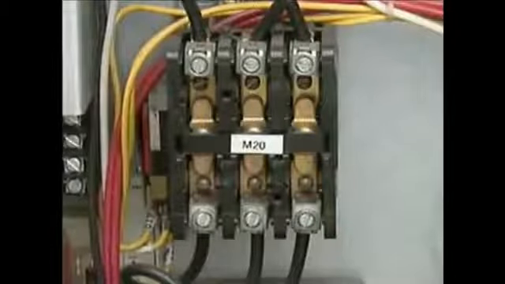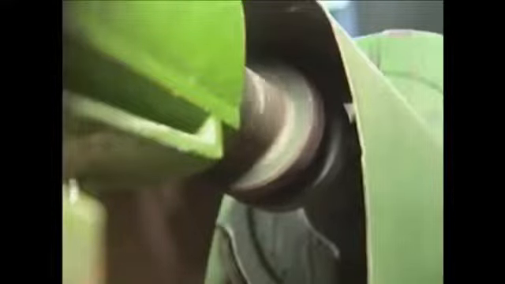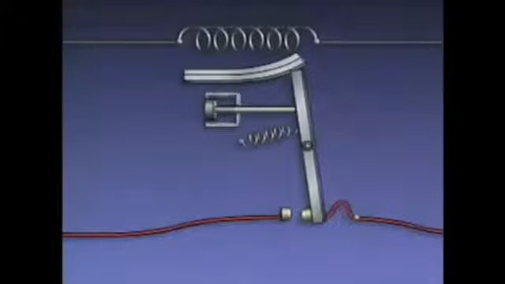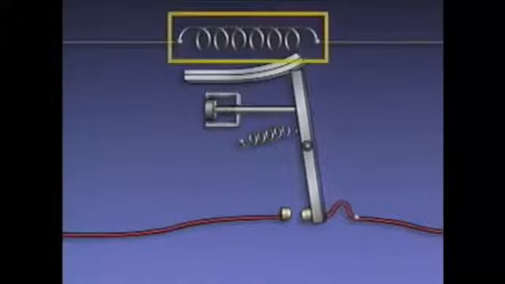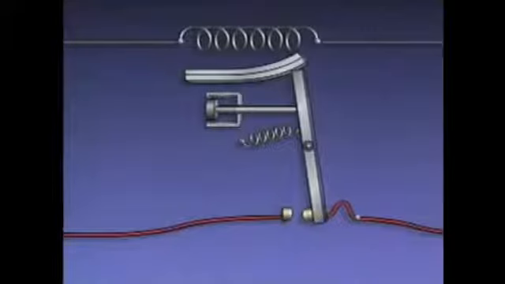As a result, contacts in the motor controller open, which interrupts current flow in the power circuit to the motor, and the motor stops. When the current flow in the power circuit is interrupted, current does not flow through the heater, which stops producing heat, and the bimetallic strip cools. As the strip cools, it contracts and straightens.